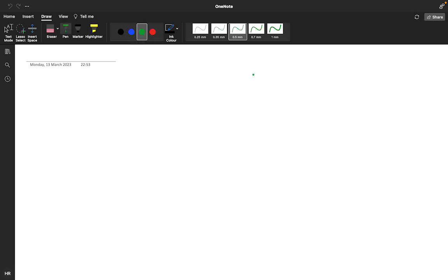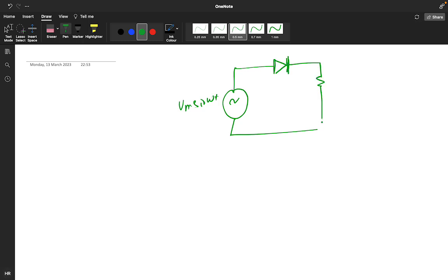See how the rectifier is working. You have a particular signal Vm sin omega t. If you have a diode, this is a half wave rectifier.